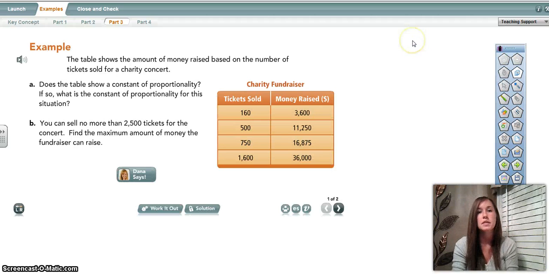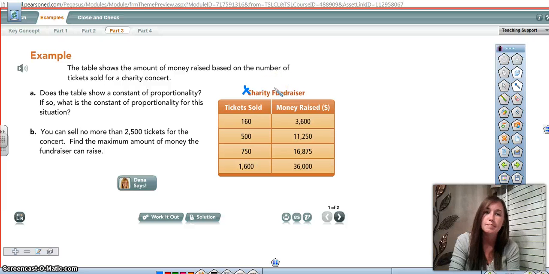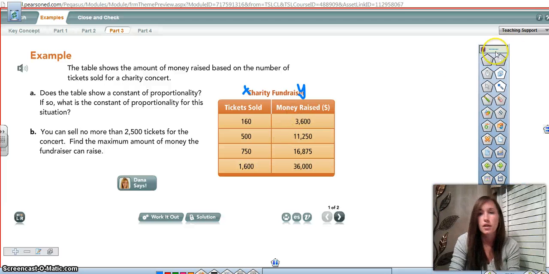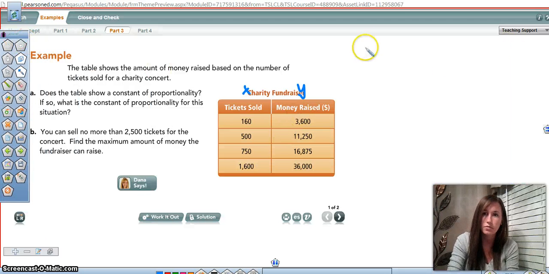The table shows the amount of money raised based on the number of tickets sold for a charity concert. Does the table show a constant of proportionality? Okay, so we've learned that it's got to have either equivalent ratios, y over x, or it needs to have a constant multiple. Well, we could just kind of test them out. Money on top.